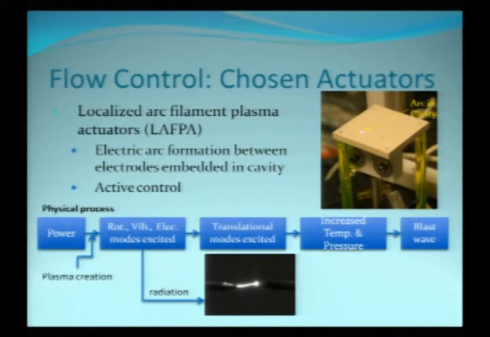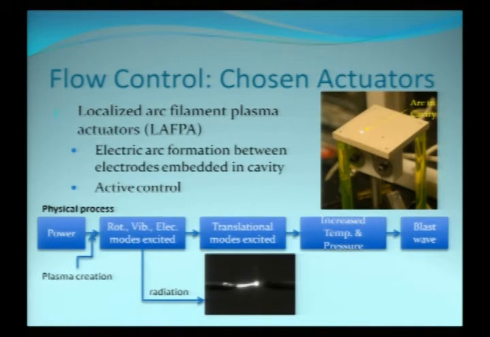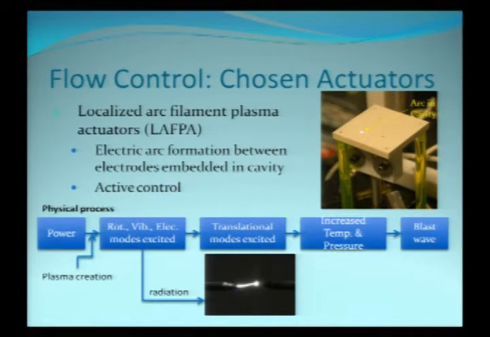The second flow control device that we have chosen to use is known as the localized arc filament plasma actuators, LAFPAs in short. What we do out here is we create electric arc plasmas between two electrodes that are embedded in a cavity. If you look at the bottom flow chart, you'll see if you feed power to the device, it will create plasma. It will create a breakdown of air between the two electrodes. Then you'll have excitation of the rotational and vibrational electronic modes. You'll have the radiation, which you see as the bright spark light.